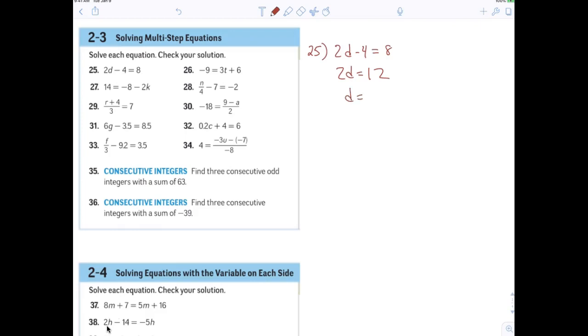So D equals 6. Everybody go with that? Yes, sir. So once you isolate the variable, then you just do what the variable is like if you're multiplying and you divide. You wouldn't undo it. That's correct.